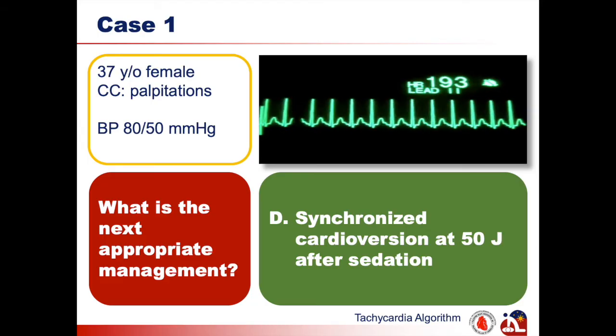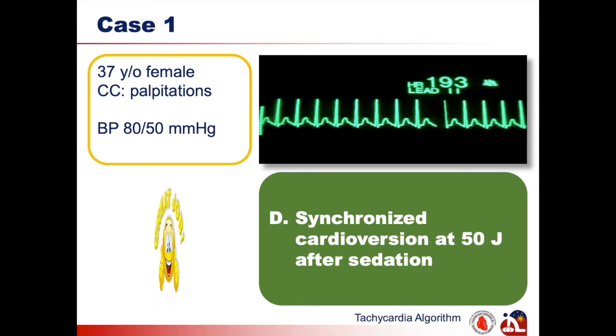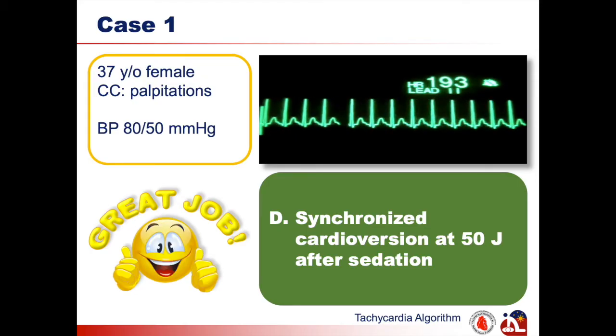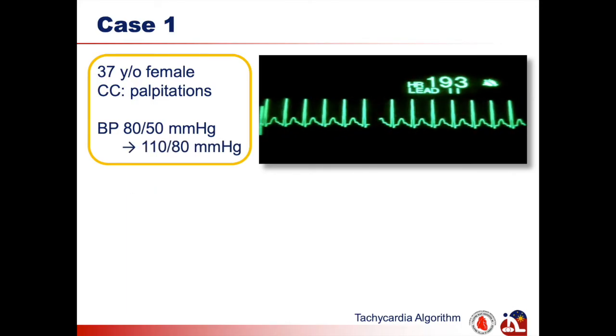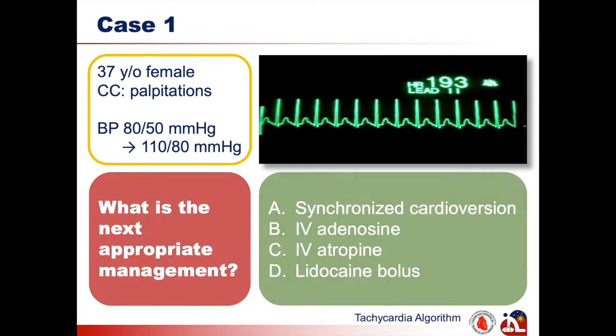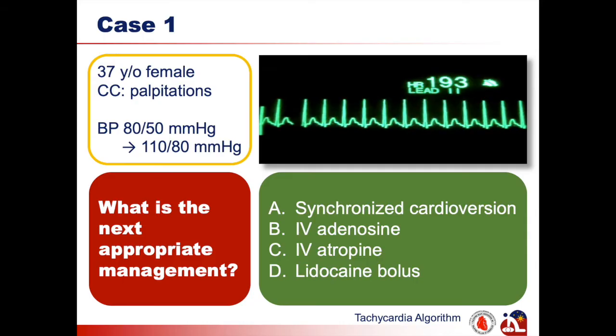The answer is D. Do synchronized cardioversion at 50 joules after sedation. You got it right. Good job. For cases of unstable tachycardia, the appropriate management is cardioversion. Upon reassessment, her blood pressure went up to 110/80 millimeters mercury. What should you do next? A. Do synchronized cardioversion. B. Give IV adenosine. C.